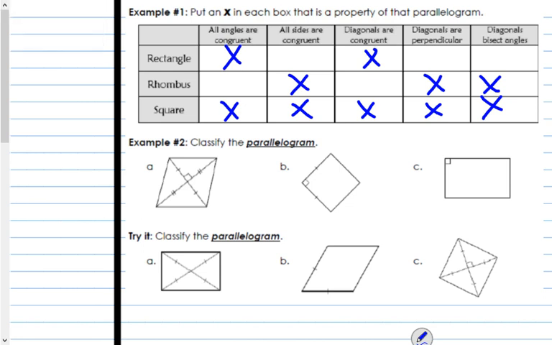So as you can see, a rectangle, all angles are congruent and its diagonals are congruent. A rhombus has all sides congruent, diagonals are perpendicular, and diagonals bisect angles. And then a square has all five properties.